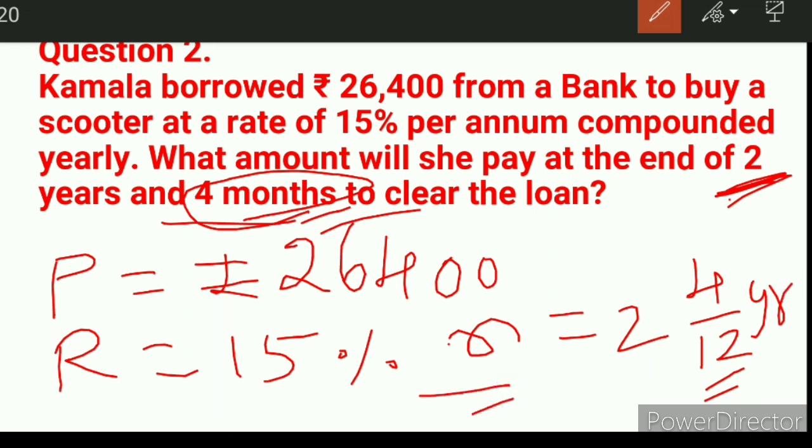Now this is our data. Which formula are we going to use now? Yes, you should listen to this word, compounded yearly. We should use the compounded annually formula. Got it? Yes.